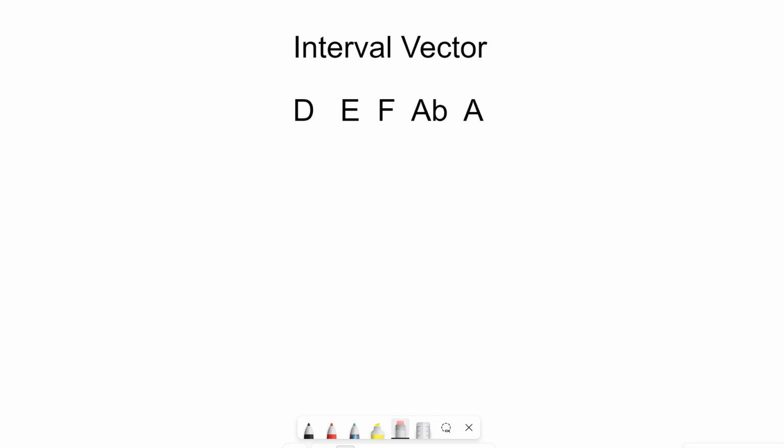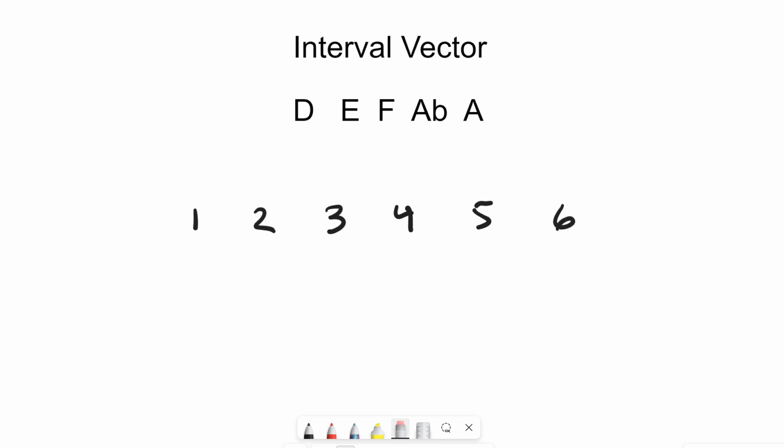Okay, I'm going to show you how to make an interval vector and an index vector. We're going to start with the interval vector. The interval vector is just a table of all of the intervals that exist in a given collection of nodes. And the intervals are interval classes. So that means we have 6 possible interval classes that will form our table here. So here they are, interval classes 1, 2, 3, 4, 5, and 6.